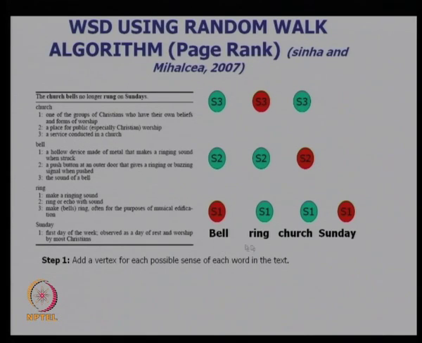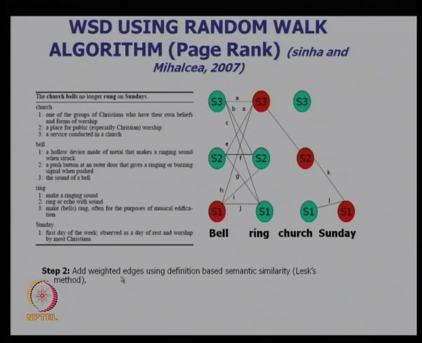For each word in the sentence, bell, ring, church and Sunday, we erect the column of senses on the words. So, bell has 3 senses, S1, S2, S3. Ring has 3 senses, S1, S2, S3. Church has 3 senses, S1, S2, S3, and Sunday has a single sense. All right. So, add a vertex for each possible sense of each word in the context.